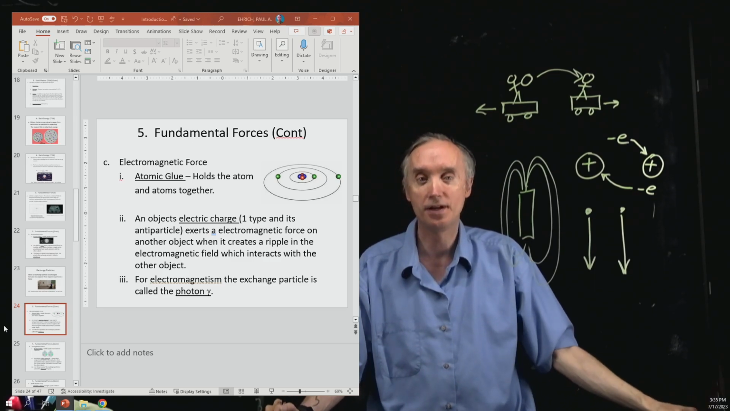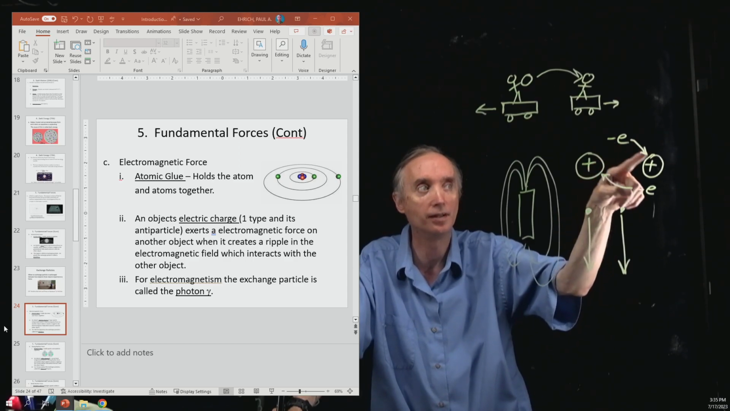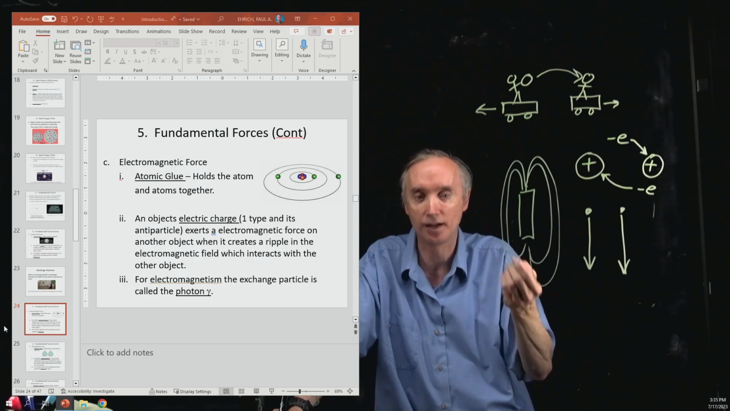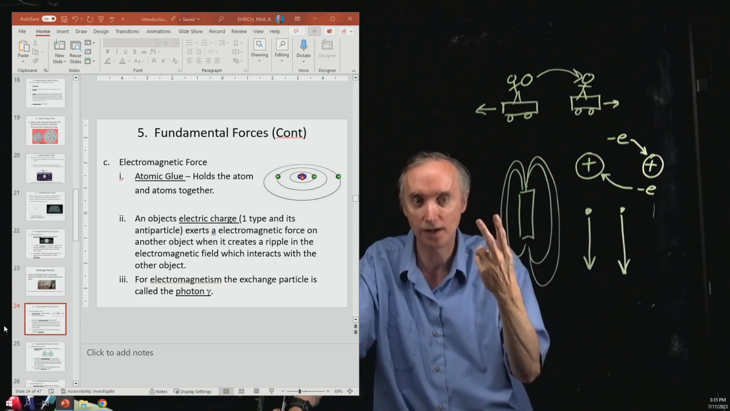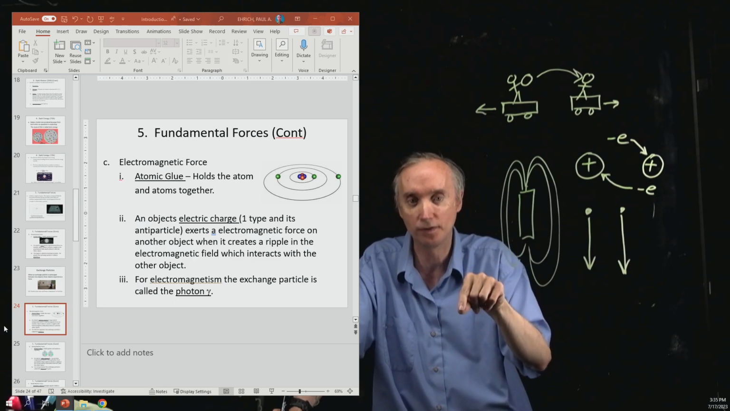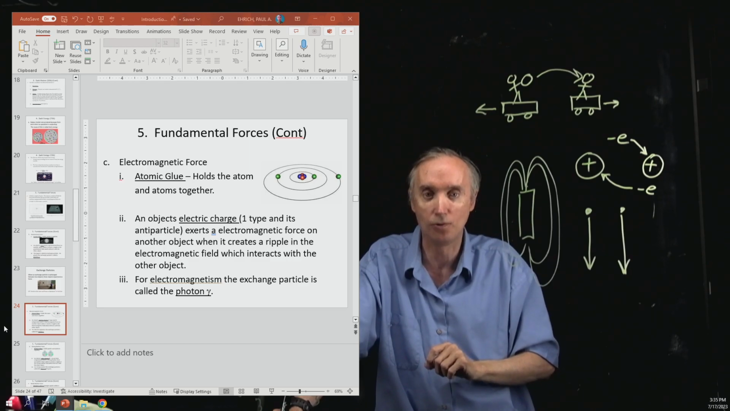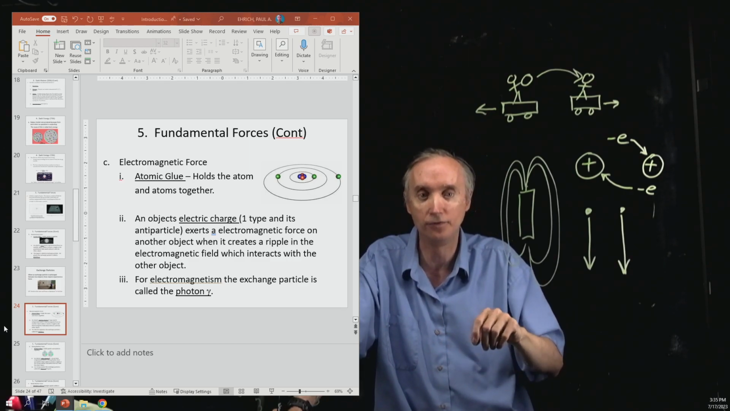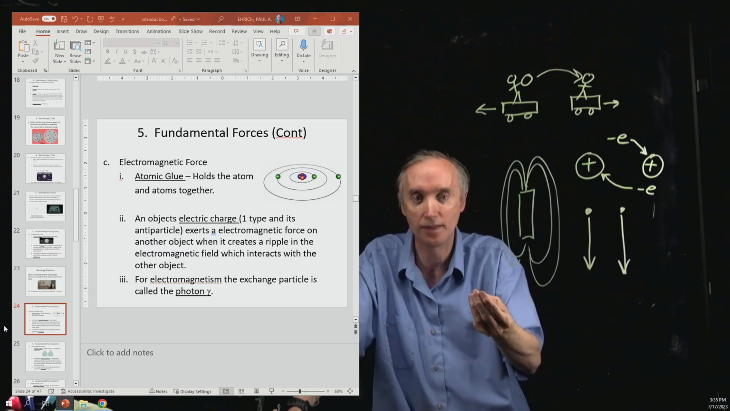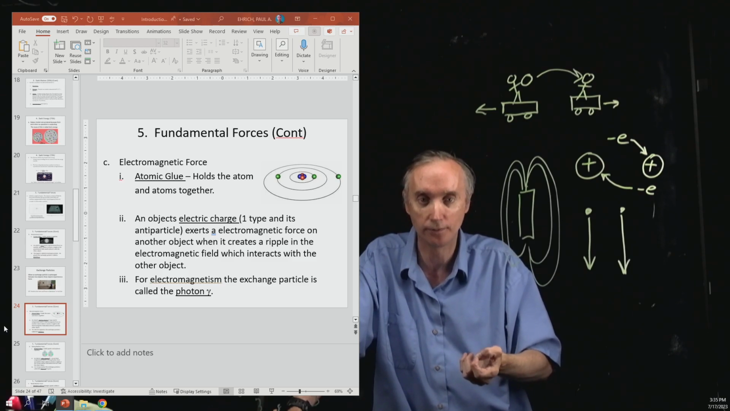Okay, what causes it? We just said it has something to do with electrical charges. Objects have electrical charge. There are two kinds of electrical charge: positive electrical charge and negative electrical charge. Or you can think of matter having positive charge, and then its antiparticle has negative charge that goes with it.